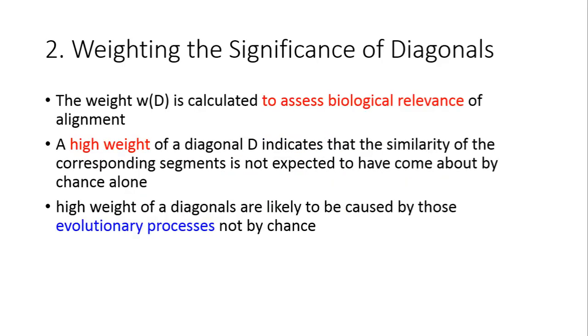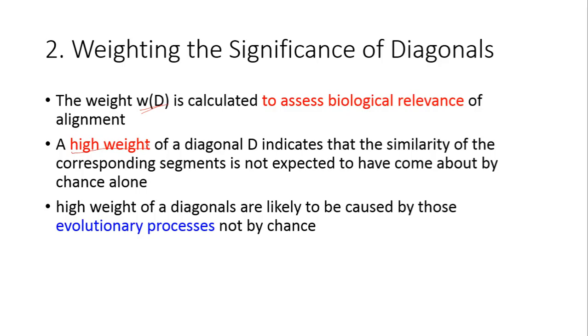So the next step is to assign some weight. Over here a weight is decided, which we term WD, and it is calculated to assess the biological relevance of the alignment. For example, after assigning some weight by some procedure, if you end up having a high weight for a diagonal D, that would indicate that the similarity obtained throughout those multiple diagonals does not happen just by mere chance.